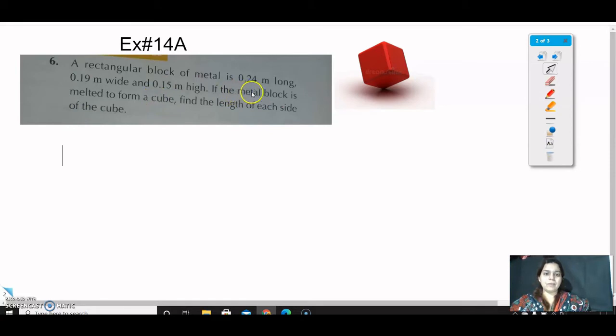Why volume? If the metal block is melted to form a cube. In this one, there is a requirement that the metal block is going to melt and the basic shape is a cube, and we need to find the length of each side of the cube. So volume is equal to length into breadth into height.